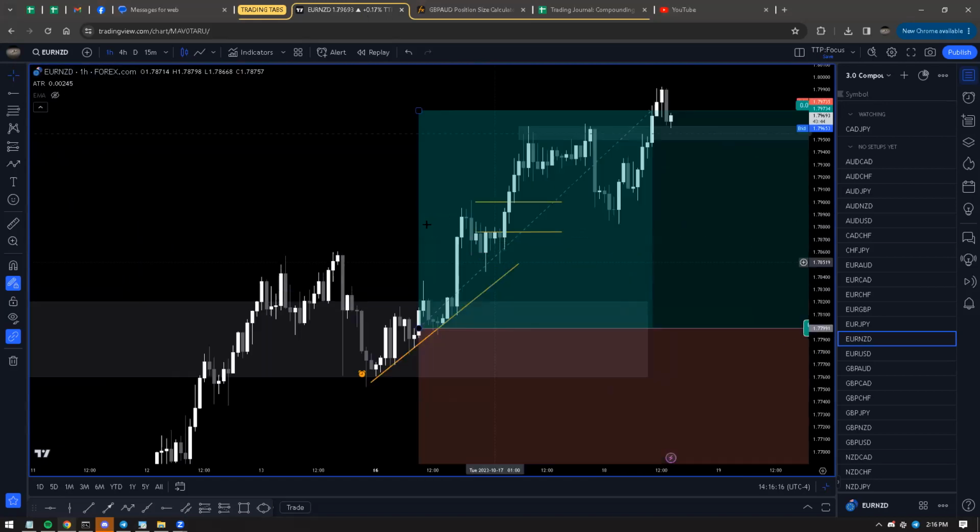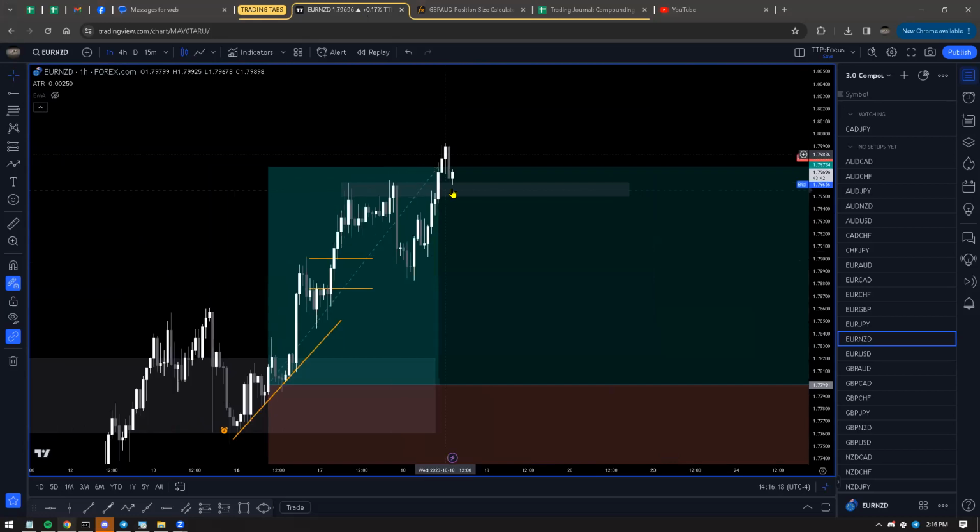But I am waiting currently on the 1 hour because price has broken above this level. It's coming back to retest. I would like to see it come into this level and reject and fall away. So we'll see how that goes.